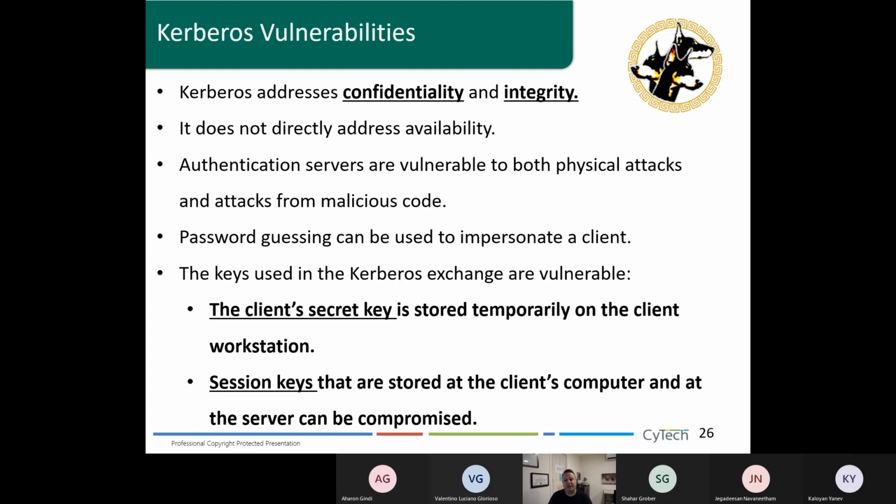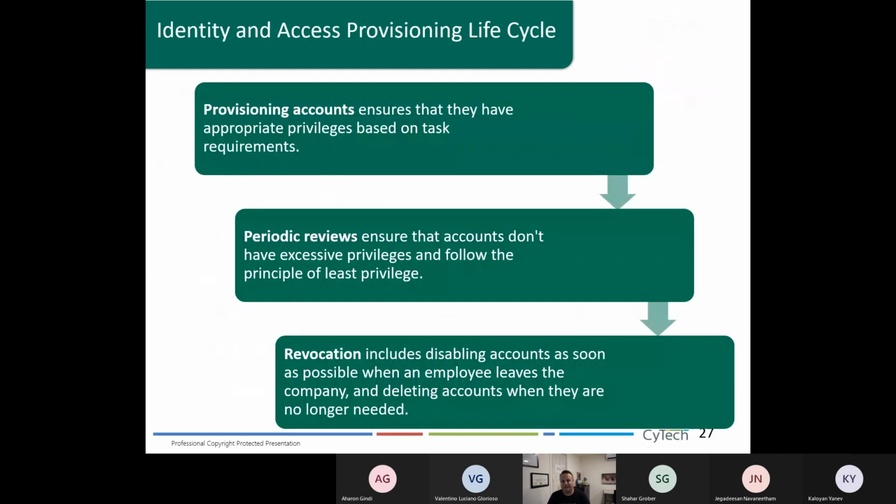Look for the loopholes. Look for those vulnerabilities in your Kerberos system. And if you don't know how to do that, ask for help. Ask for a consultant to come in and check your directory for that golden ticket.